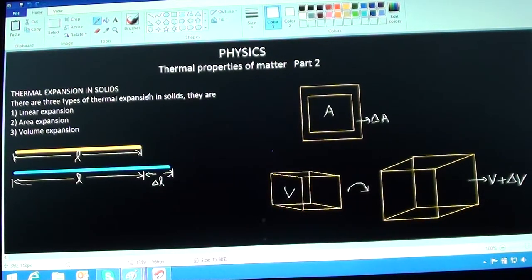Hi again, I'm Sambed Purohit, and today we are going to start with the second part of thermal properties of matter, that is thermal expansion in solids.